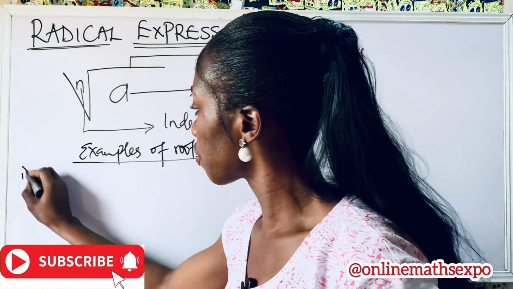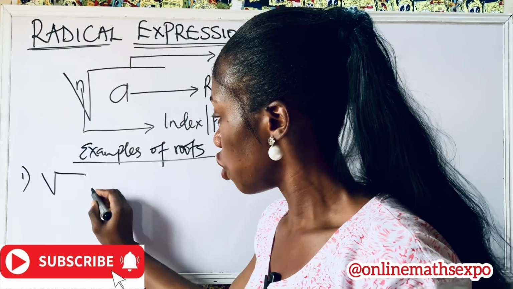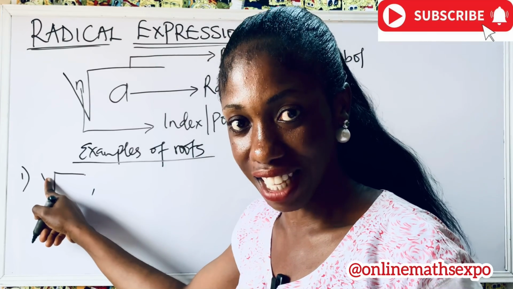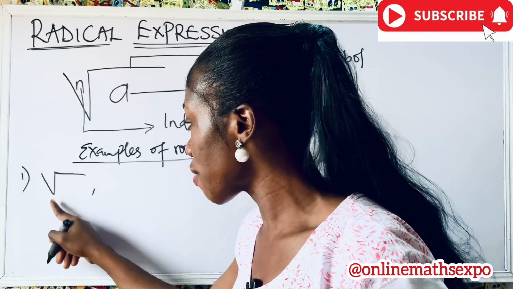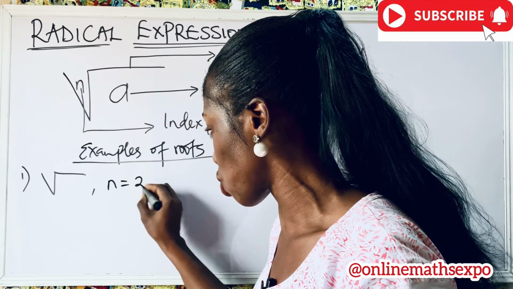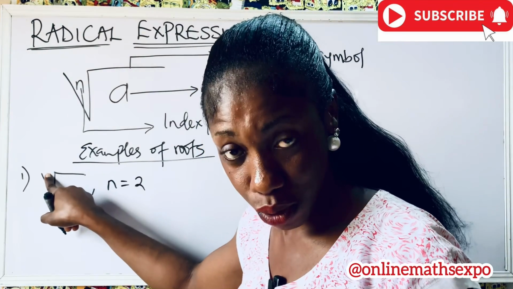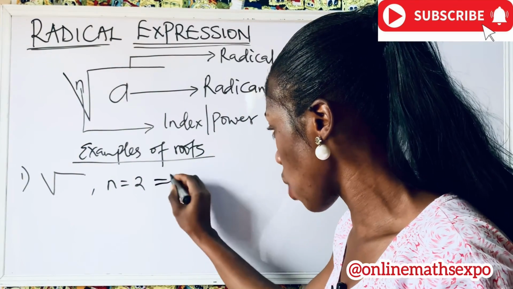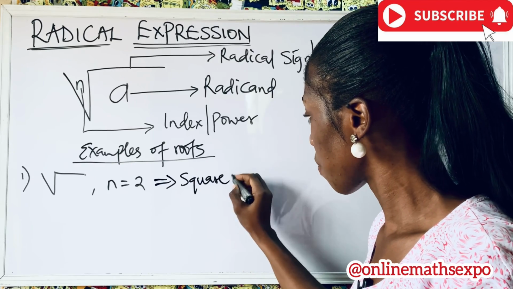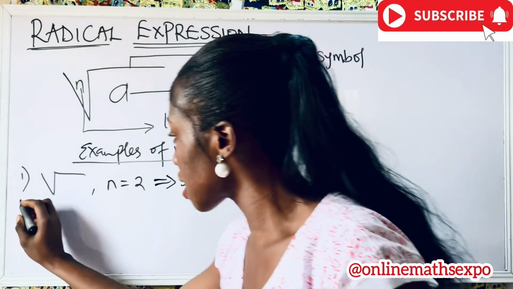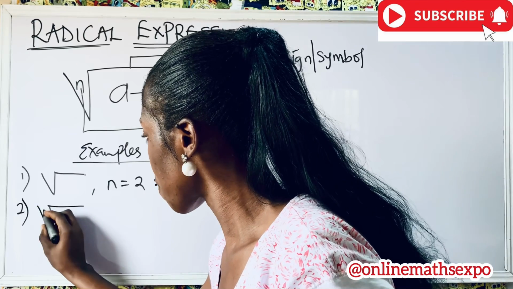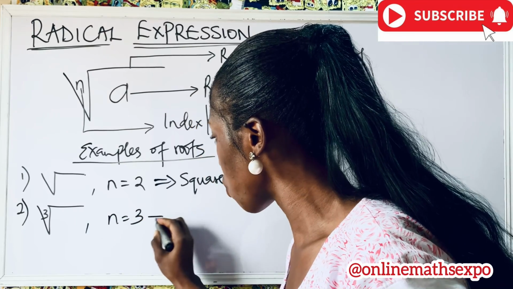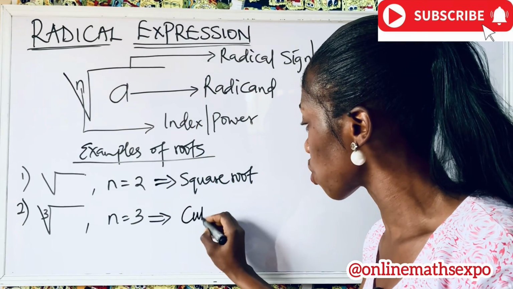You can have this. You notice in this we are not seeing any value of n here. But know that when you have something like this, the n there is 2. We don't usually put that 2, but know that there's an invisible 2 here, and we call such the square root. The next is what we call this. When you have this, your n is 3, and we call this cube root.